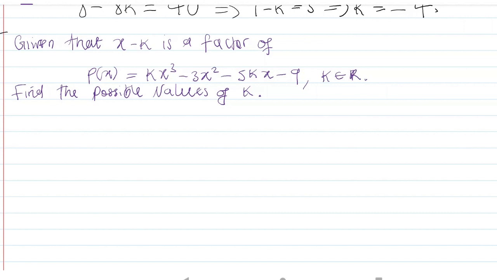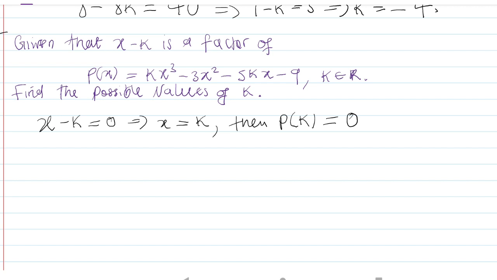All right, so what are we going to do? We have been given that x minus k is a factor. So remember, you are equating this to 0, which implies that x is equal to k. Now we are going to use the factor theorem as well. Okay, so since x minus k is a factor, then this polynomial evaluated at k is equal to 0.